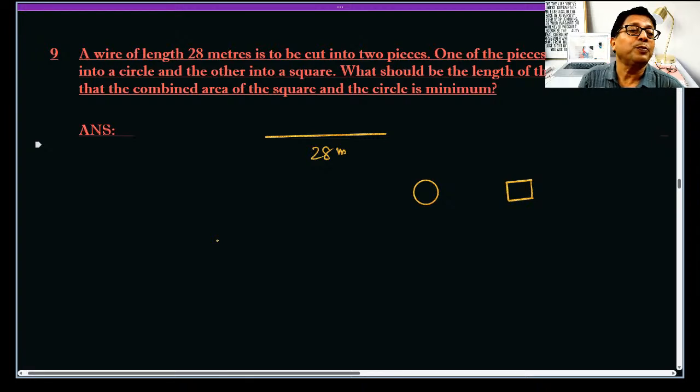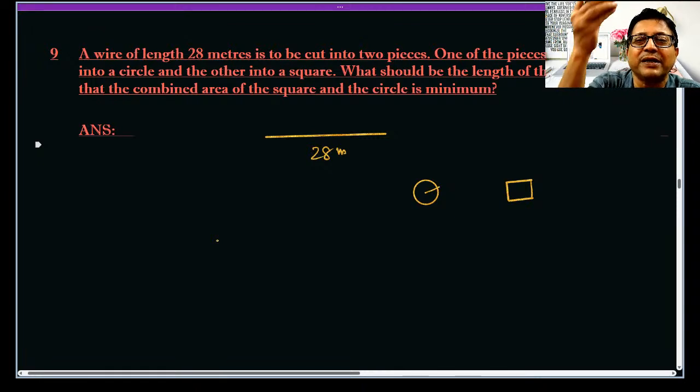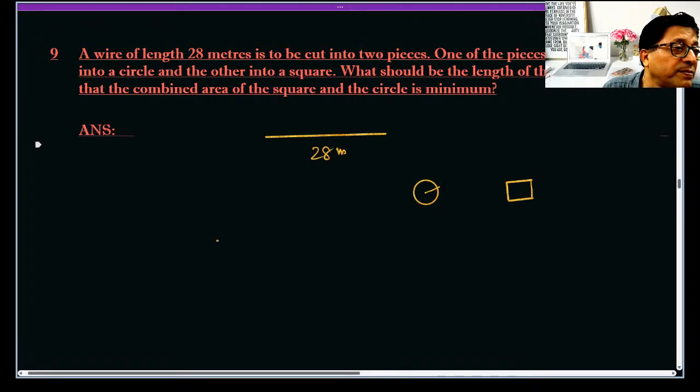What should be the length of the two pieces so that the combined area of the square and circle is minimum? This is a common sum, but uncommon in this sense: normally students ignore doing it because of that particular form, circle and square, they think everything will be very complicated. Leave it, no data, only 28 given. So better we solve this sum completely.